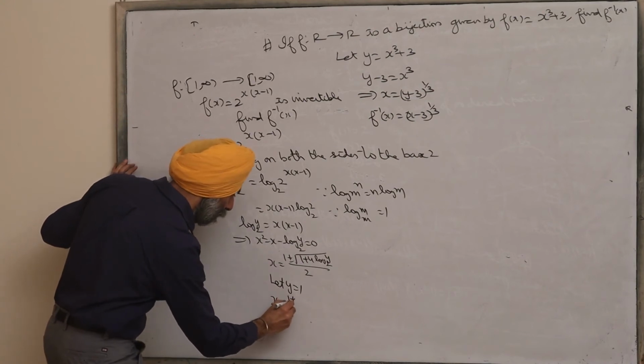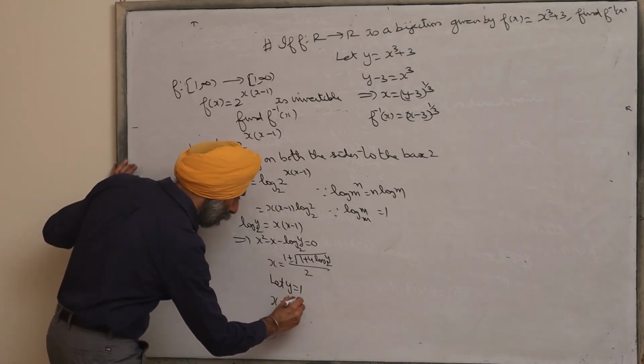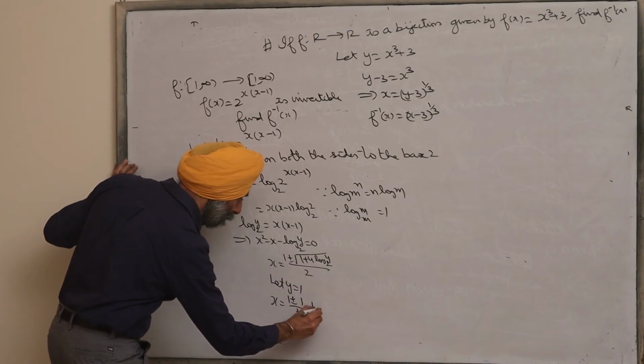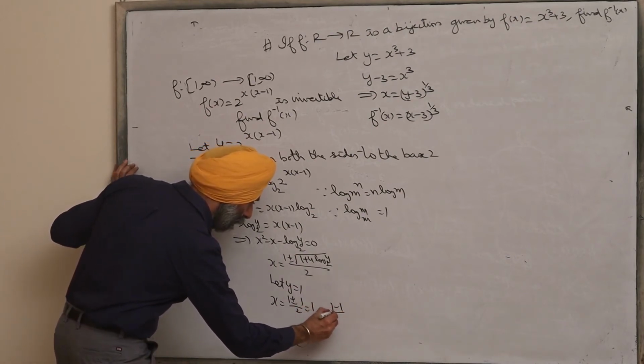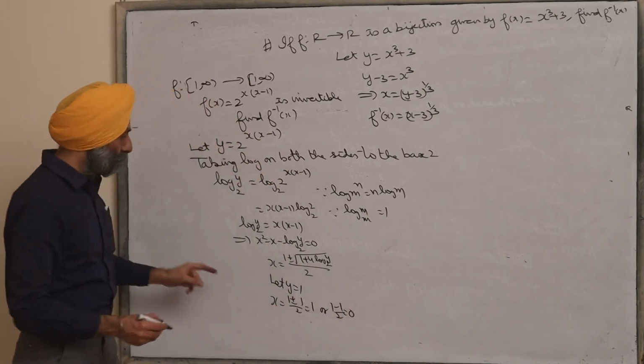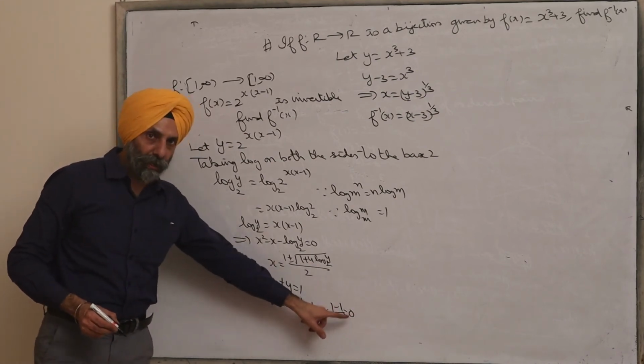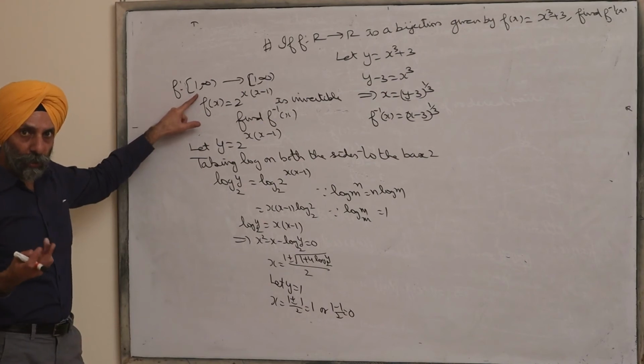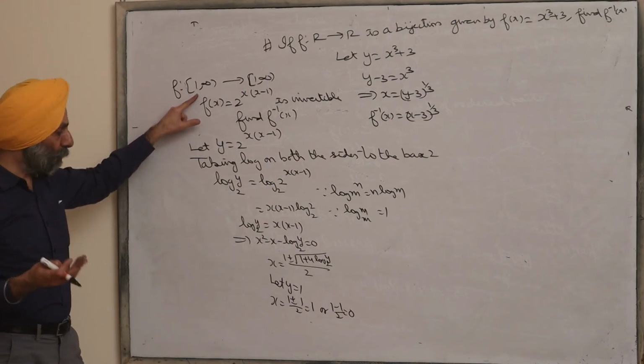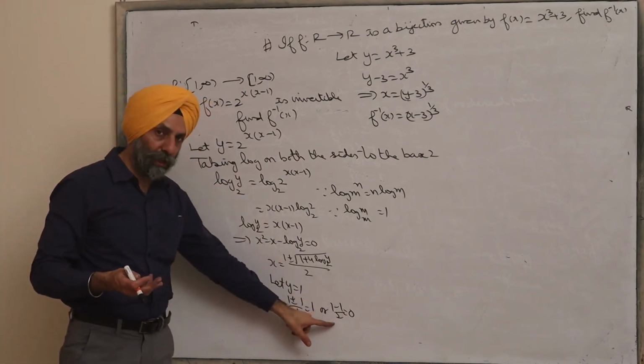x is equal to 1 plus or minus 1 by 2, which is 1, or 1 minus 1 by 2, which is equal to 0. But by taking y equal to 1, I am getting x equal to 0, which is not part of the domain. If it is not part of the domain, how can you have the inverse from here?